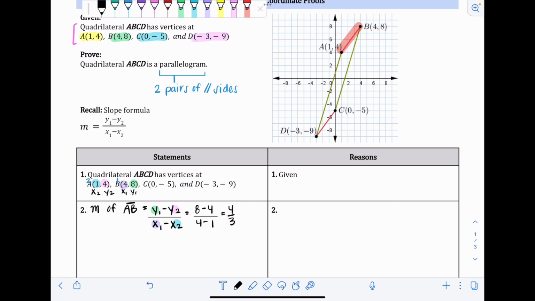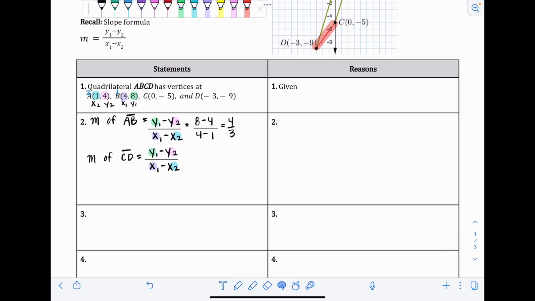I'm going to go ahead and find the slope of the one that we're hoping is parallel to it. That would be CD down here. So the slope of segment CD is equal to, and I'm just going to copy down the slope formula. You don't have to rewrite it if you don't want to, but just so we can see what is getting substituted in where.